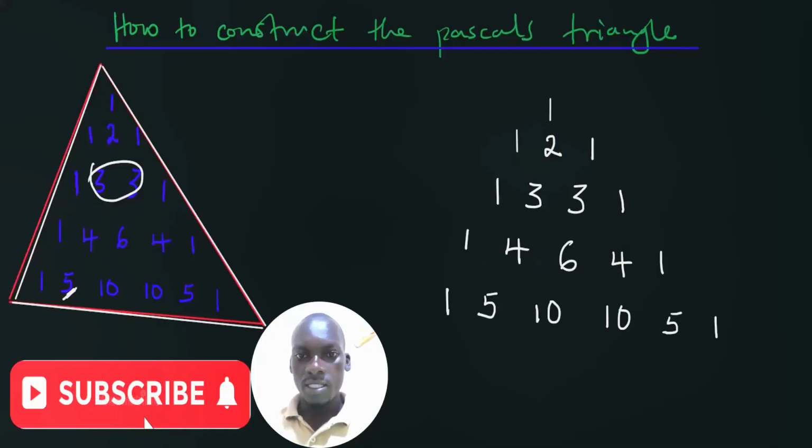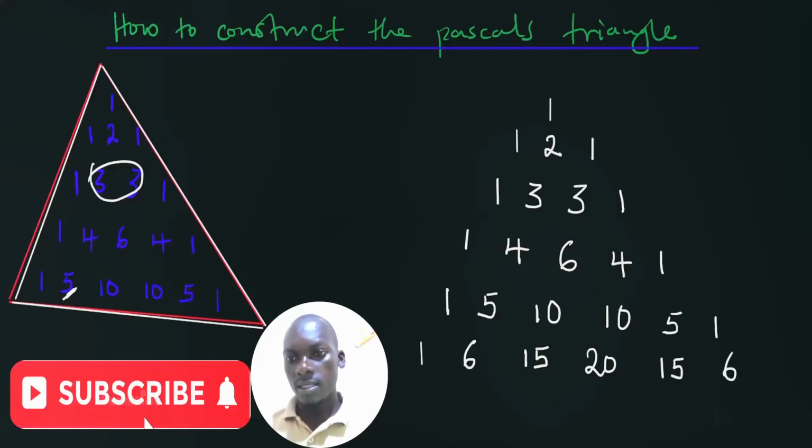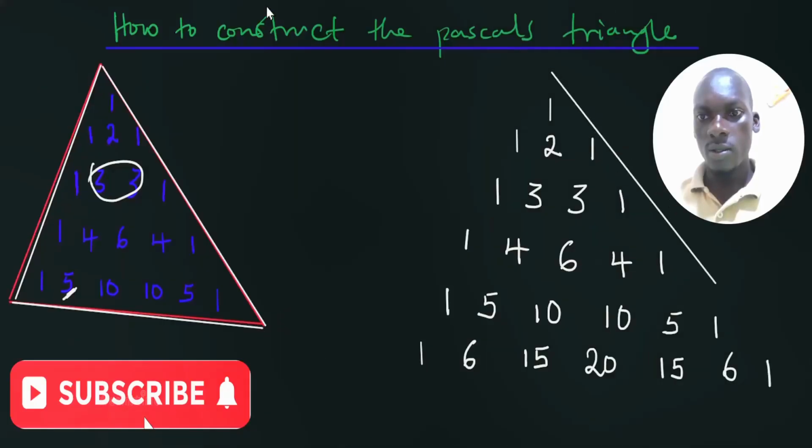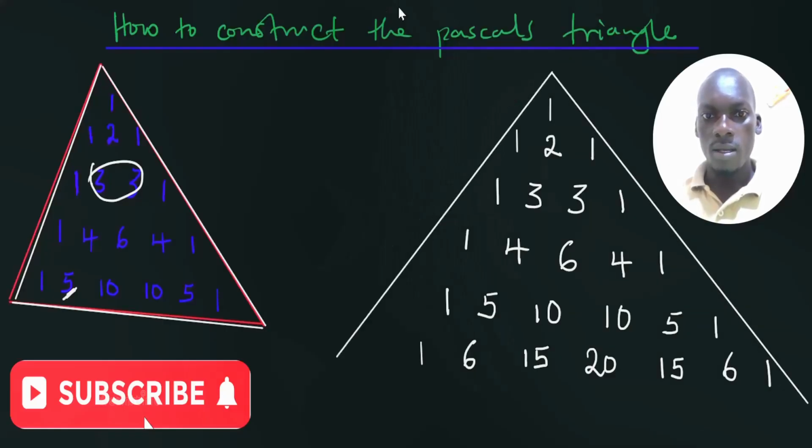So we can proceed. I said here we have to write a 1. Then we get this 1 plus the 5, which gives us the 6. Then this 5 plus the 10, it gives us the 15. And we have to write 15 there. Then this 10 plus 10, it gives us 20. Then 10 plus this 5, it gives us still again 15. Then this 5 plus a 1, which gives us a 6. Then lastly, write 1. So it continues in that order as it forms a structure that looks to be a triangle. That's why it's called the Pascal's triangle.